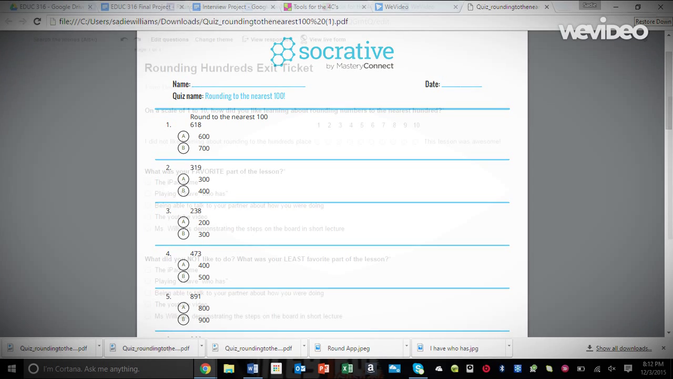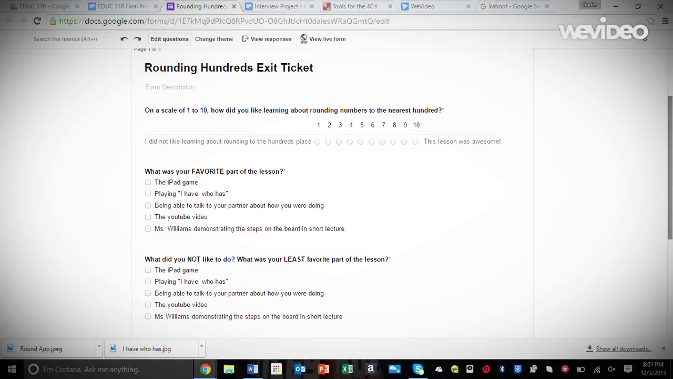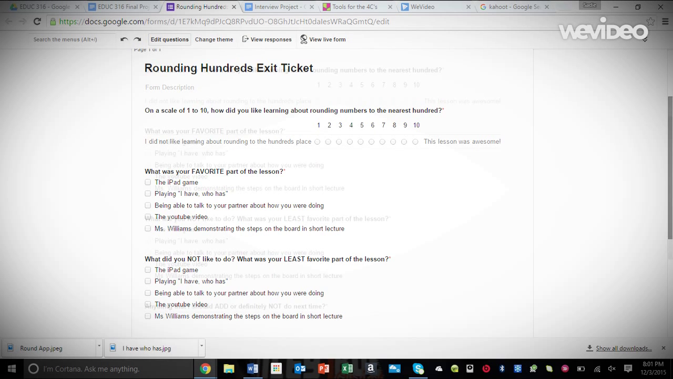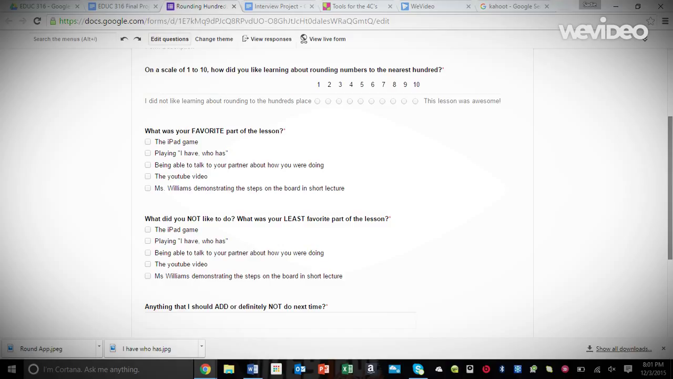To close my lesson, I created an exit ticket on Google Forms. It asks questions such as, on a scale of 1 to 10, how did you like learning about rounding numbers to the nearest hundred? What was your favorite part of the lesson? What did you not like to do, or what was your least favorite part of the lesson? Was there anything that I should have added or should not have done?